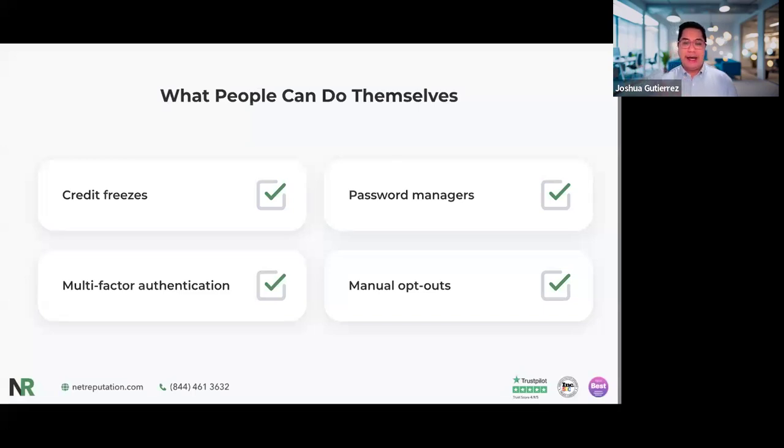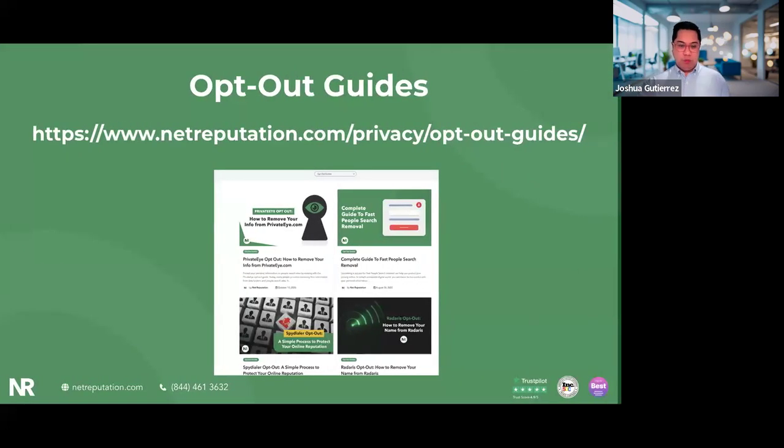So, according to guidance from the FTC and other consumer protection agencies, people can use things like credit freezes, fraud alerts, multi-factor authentication, password managers, and manual opt-outs from data broker sites. And all of these are great practices. For us, when we're giving you advice on where to start, removing your personal data online is a great starting point. We believe privacy education should be accessible, so netreputation.com offers opt-out guidance for many of the most common data broker sites for free on our website.